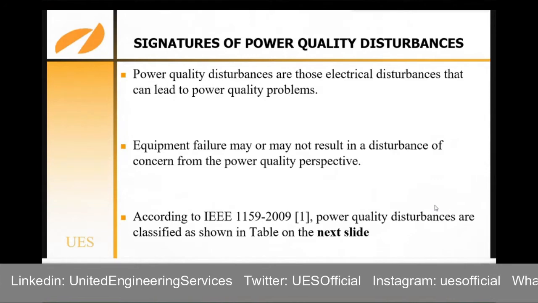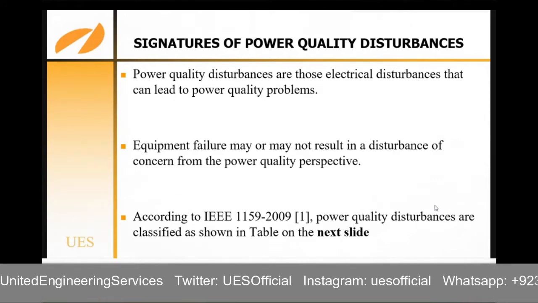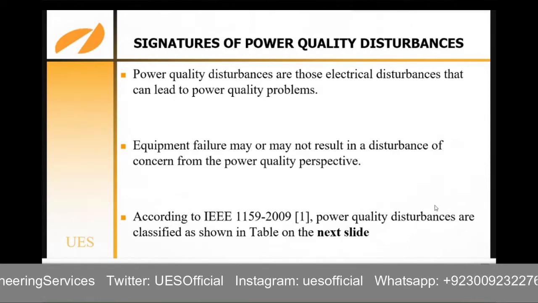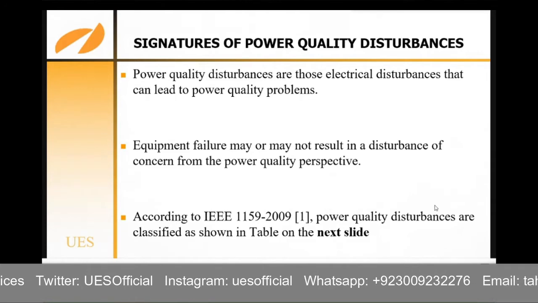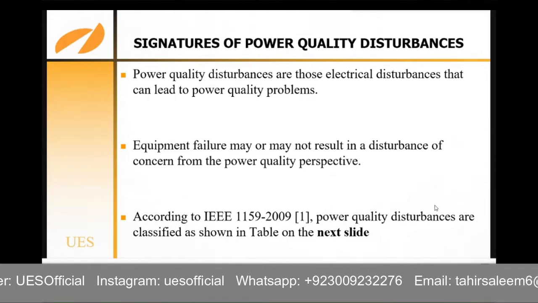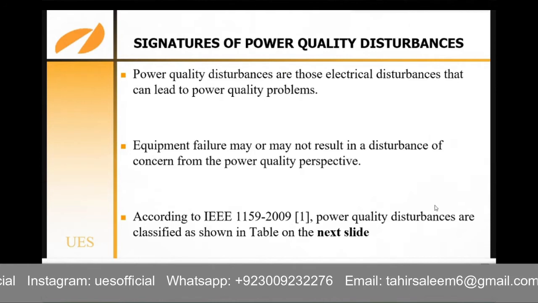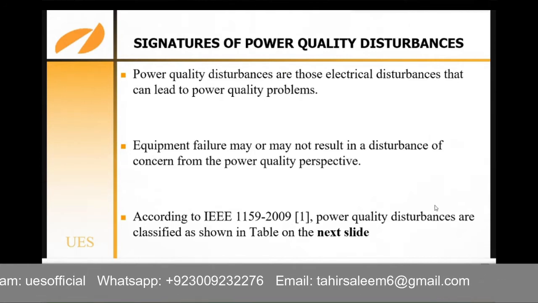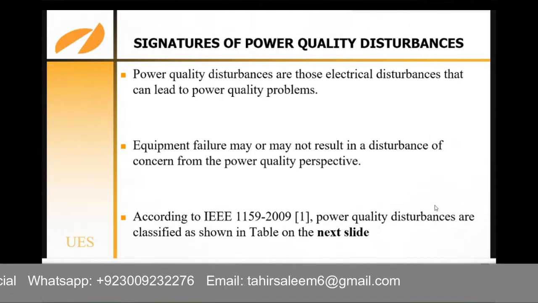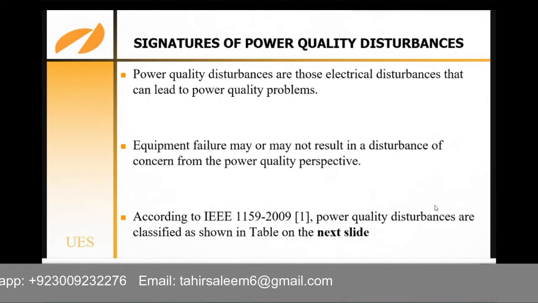Power quality disturbances are those electrical disturbances that can lead to power quality problems. You can easily understand this sentence. Equipment failure may or may not result in a disturbance of concern from a power quality perspective.